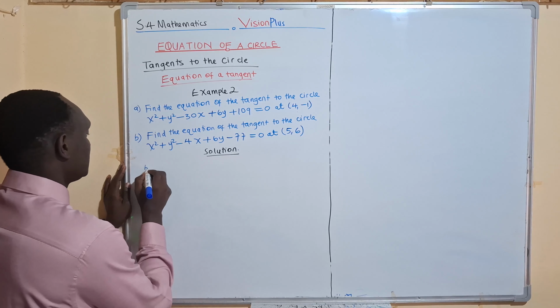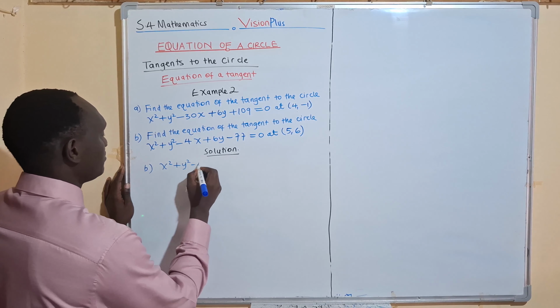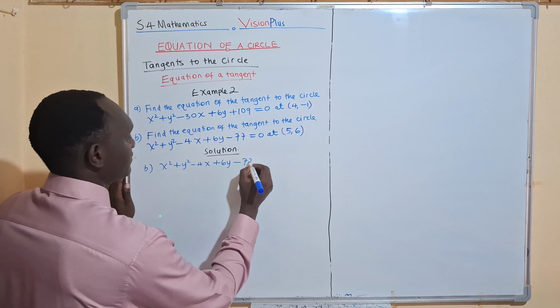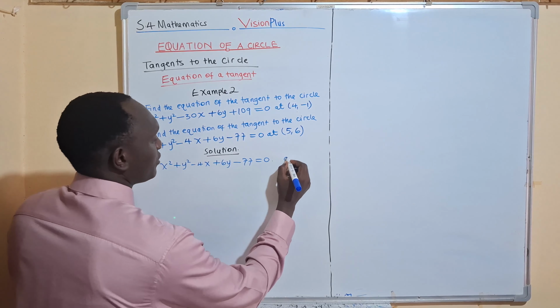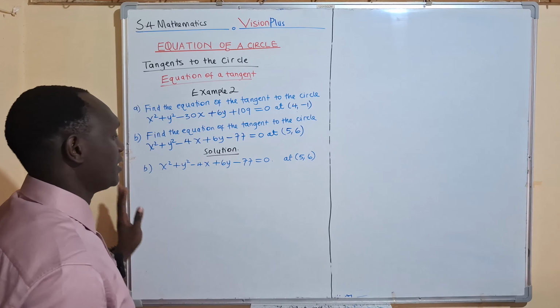And then going to part B. In part B, the circle is x squared plus y squared minus 4x plus 6y minus 77 equals 0 at the point of tangency (5, 6). So what must you know?